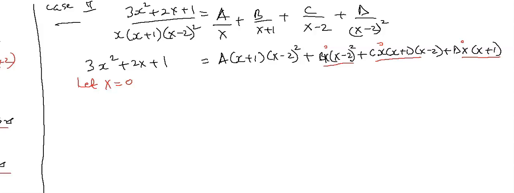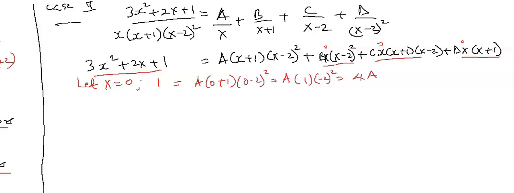And therefore we shall have x is 0. The left hand side will be equal to 1, which is equal to, remember x is 0, a times (0 + 1) times (0 - 2) squared. And this will be a times 1 times negative 2 squared, which is 4a. So 1 is equal to 4a, and therefore a is a quarter.